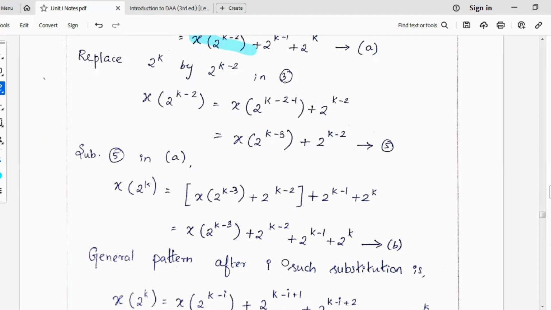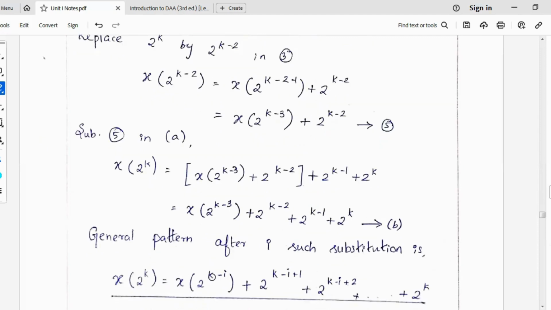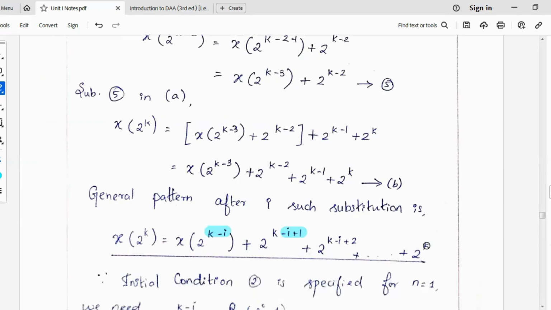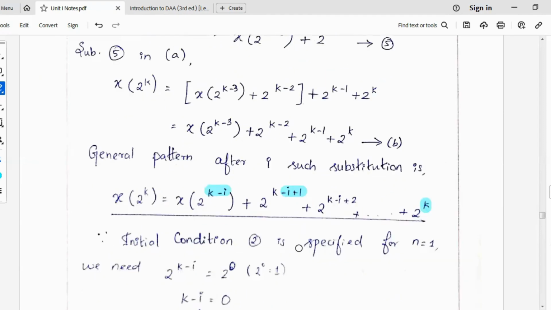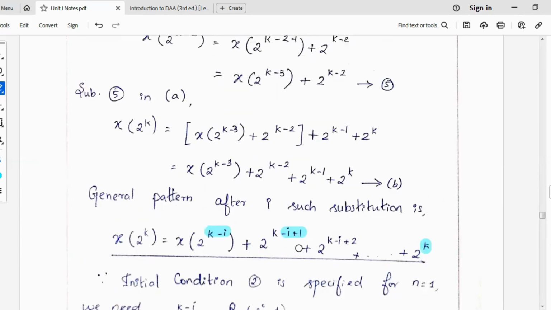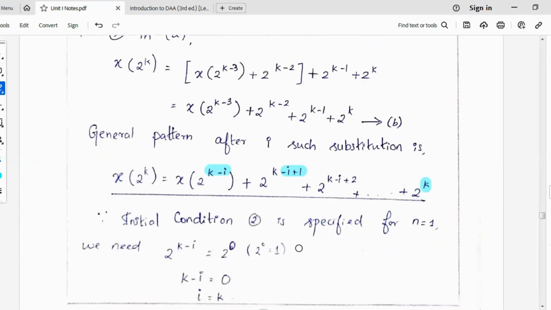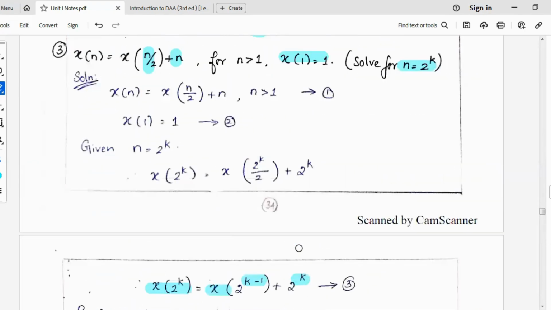In the ith iteration, definitely I will get x of 2 power k minus i. So k minus i minus 1, right? By multiplying this minus into the internal symbol, we will get minus i plus 1. Okay, so similarly it will be expanded up to 2 power k, right? So this is a general pattern of the given equation. Now we have to find the value of i by comparing with the base condition, right? So I have to find the base condition.